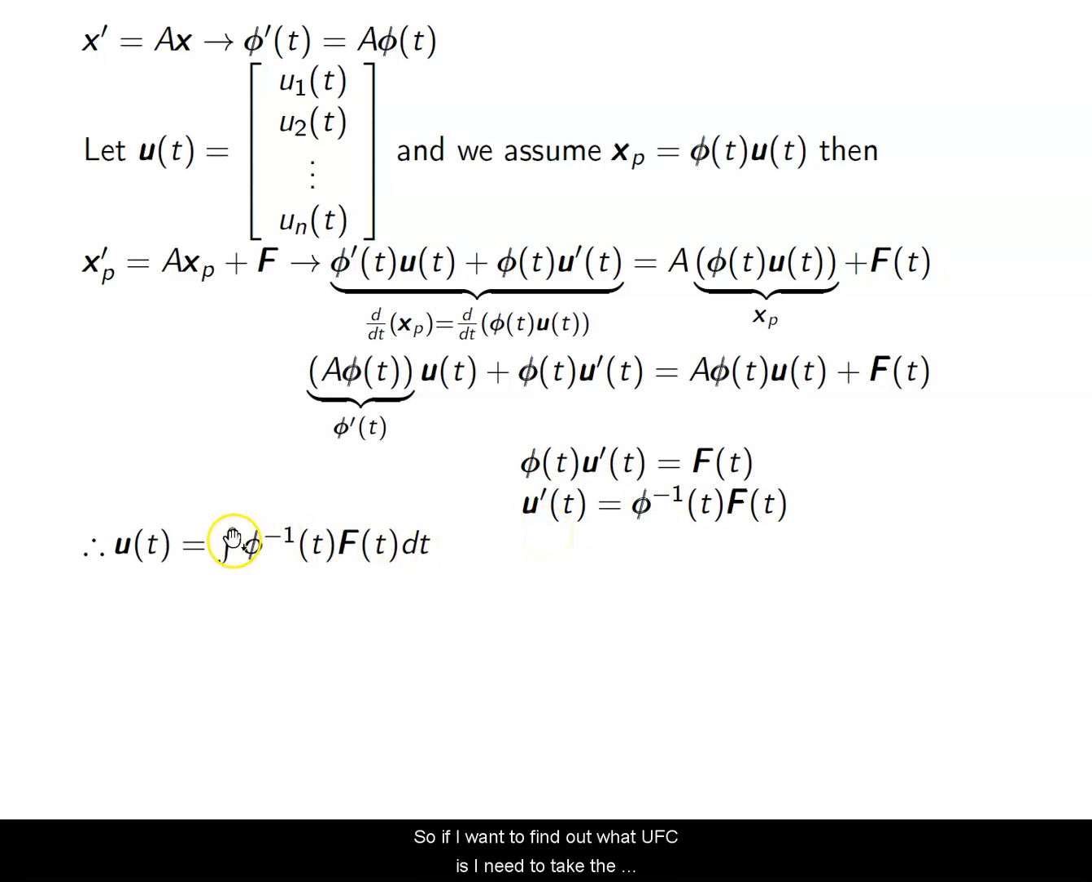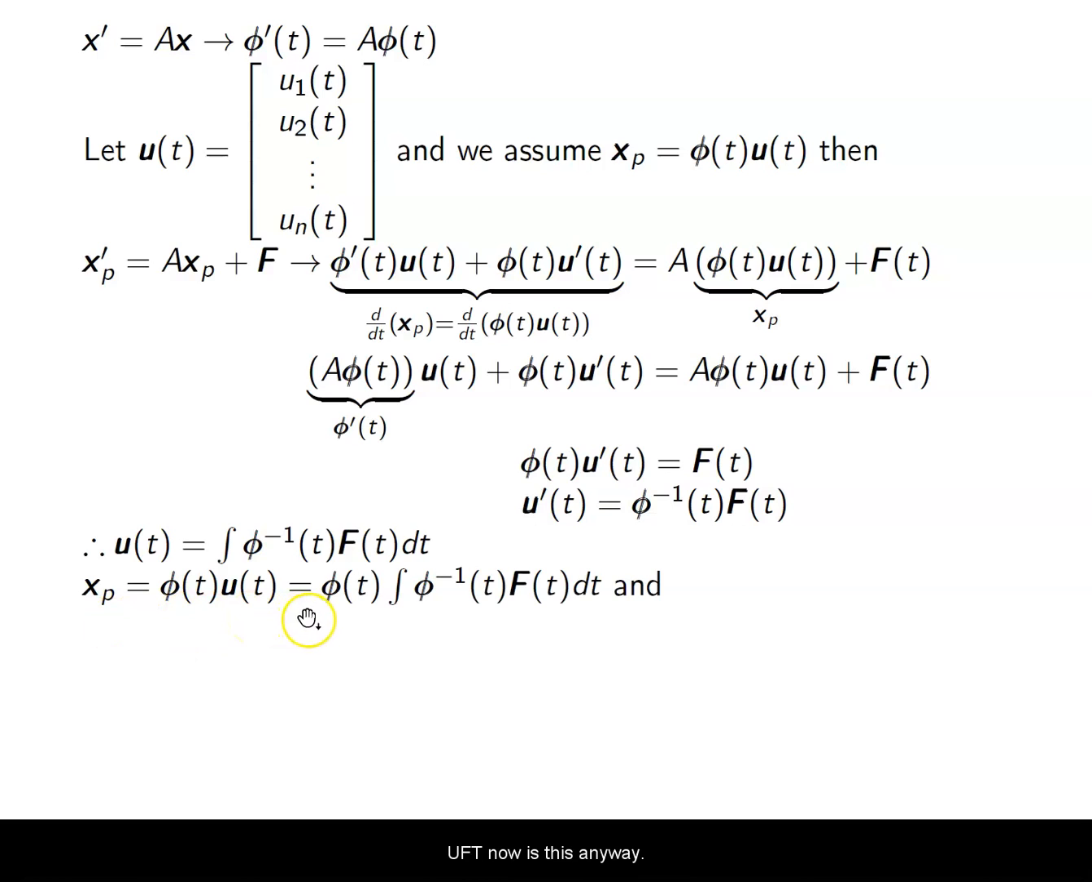Okay, so if I want to find out what u of t is, I need to take the integral of this right hand side with respect to t. Again, I know that this particular function is phi of t u of t. U of t now is this integral. So my particular solution is phi of t, that fundamental matrix, times the integral of the inverse of phi of t times f of t.